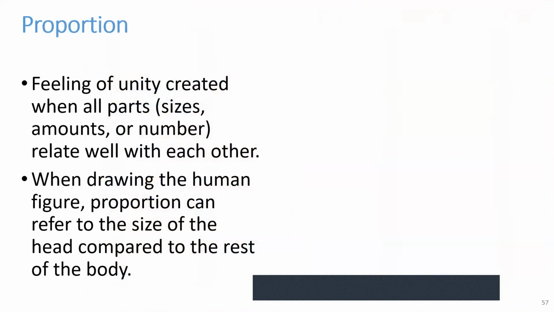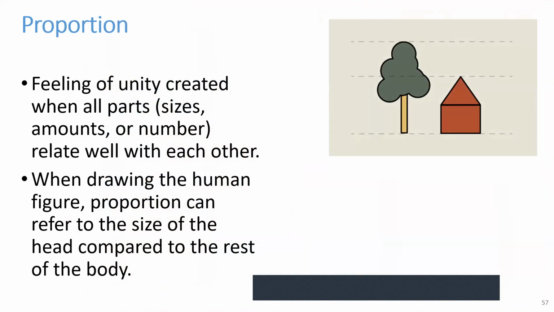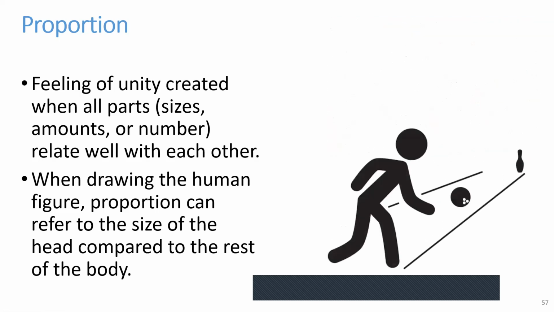And then proportion, what does that mean? Proportion is a kind of a feeling to understand the size of something. Now look at that. When you are drawing a tree and a house, this is how you usually draw, isn't it? So we have a proportion for the house, proportion for the tree. So what it says is the tree is larger than the house.